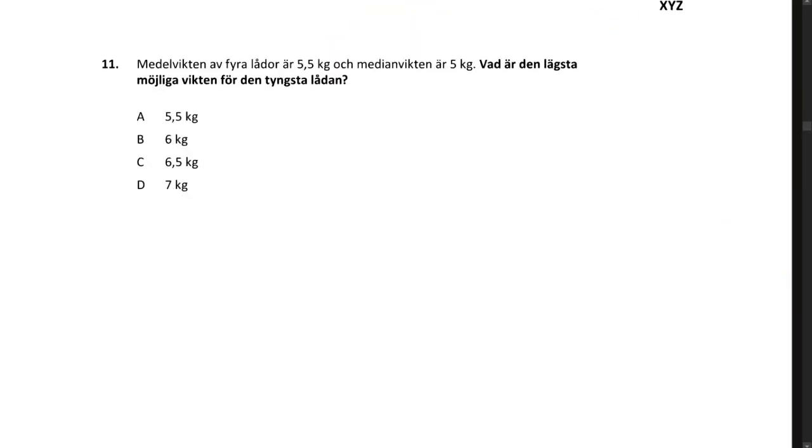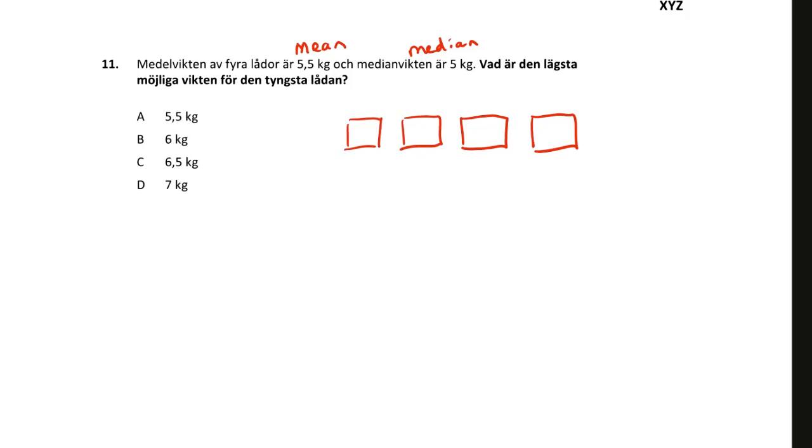All right, number 11. It says that the mean or the average weight of 4 boxes. Let's say we have 4 boxes. The average of the 4 boxes is 5.5 kilos. We'll say that's the mean. That's the same as the average. And the median value, the middle value, is 5 kilograms. We need to know what is the lowest possible weight of the heaviest box.